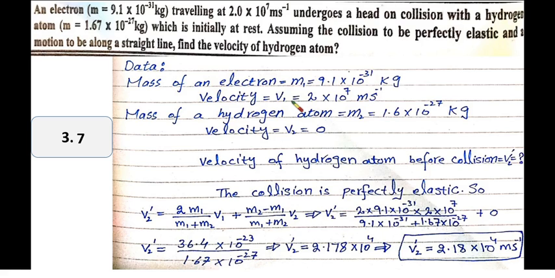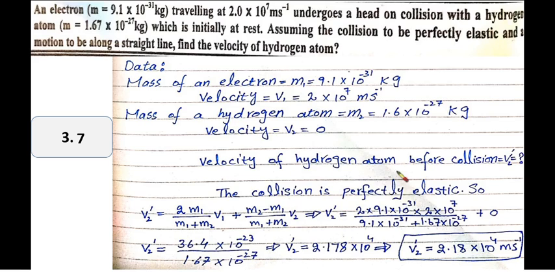Here is the velocity of the electron and the mass of the electron. The mass of the hydrogen atom at rest is 1.67 × 10^-27 kilogram. Velocity v2 is equal to 0. v2 means the rest; when the hydrogen atom is at rest, its velocity is 0.